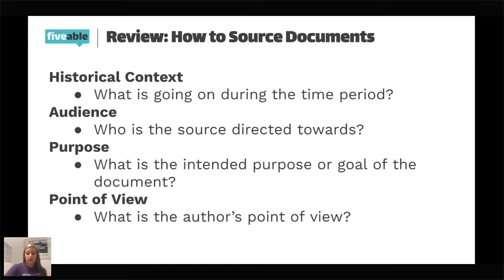And then the point of view, we're looking at kind of the author's point of view, if they have any inherent bias that's going to make us look at their version of history slightly different. Now, when we are doing a sourcing, including a secondary source, it could look a little bit different. So in comments, let me know which of these four do you think would be difficult to do with a secondary source. Remember, a secondary source is not written at the time of the event. So in comments, which of these four do you think would be really difficult to do with a secondary source?